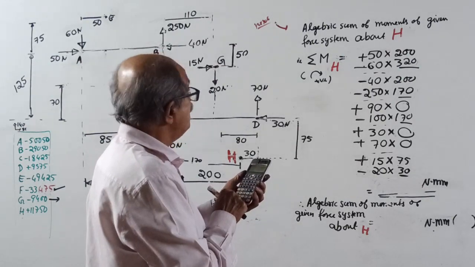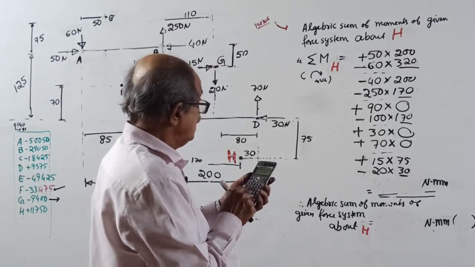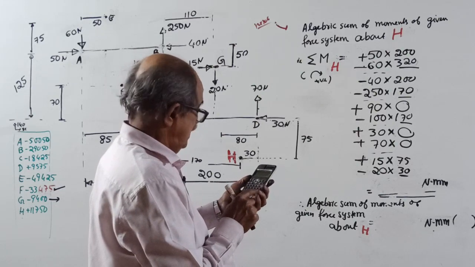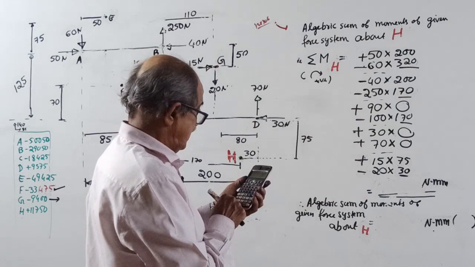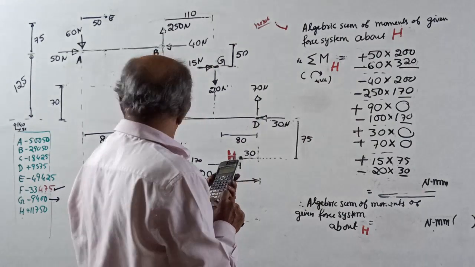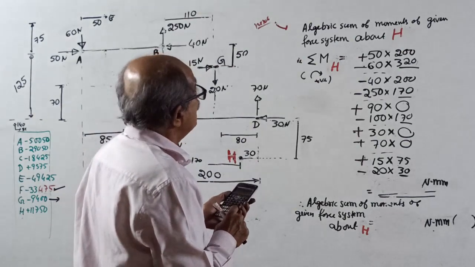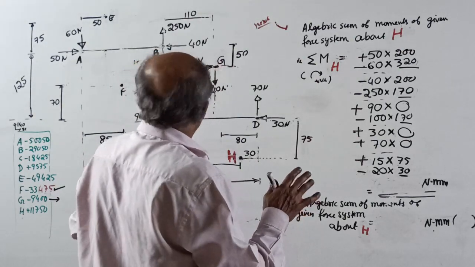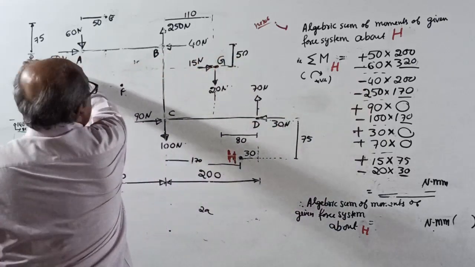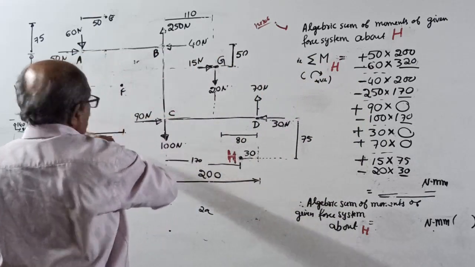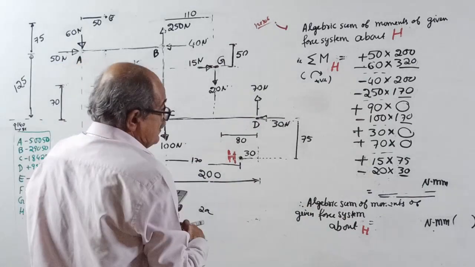200 minus 250 into 170, then minus 100 into 170, plus 15 into 75, minus 20 into 30. 76175. How much did I get? Something wrong, I think. 1 minute, no problem. I'll check once again, because I am feeling too tired. 50 into 200. 1 minute. How much answer did I get now? Let me see, 1 minute now. Answer is, I got minus 76175.